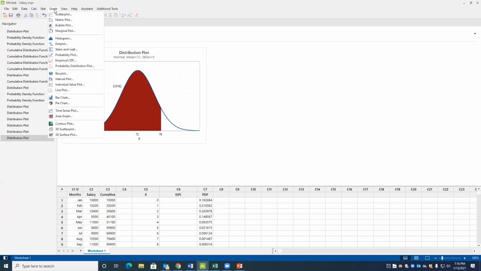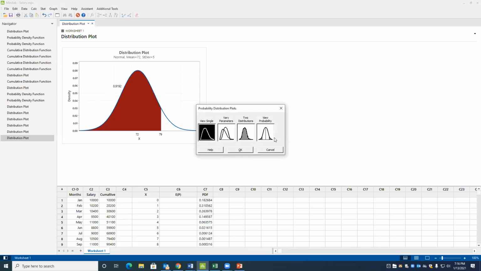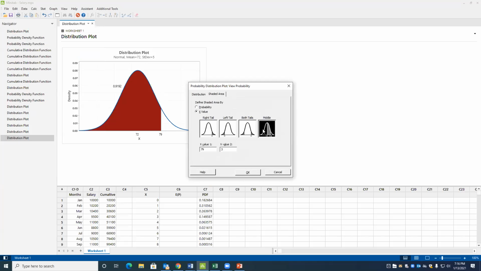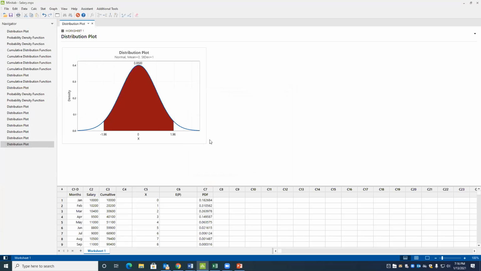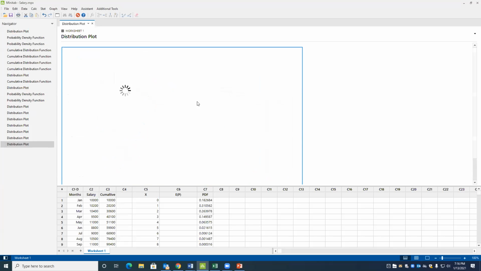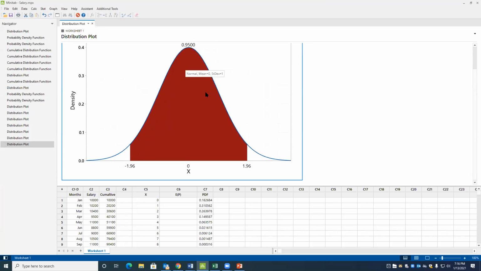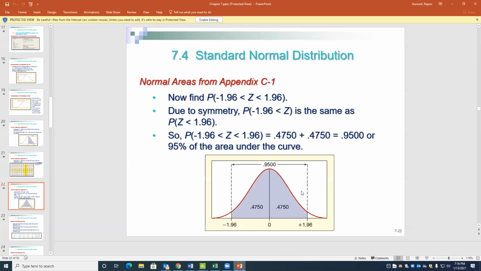So I go under Graph, Probability Distribution, and I just choose 0 and 1, shaded area, and I would like to see minus 1.96 to 1.96. And you can clearly see this is coming to 95%. Okay.